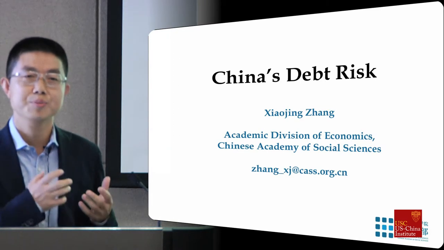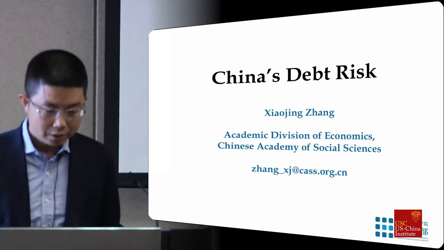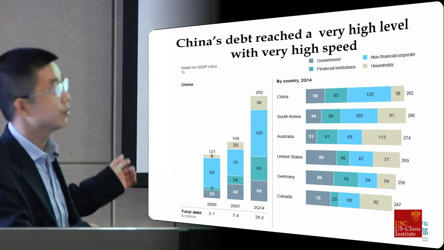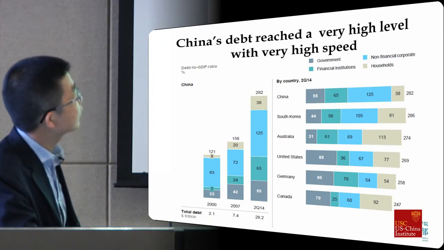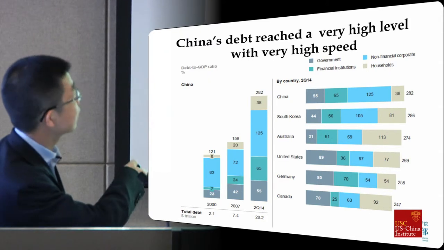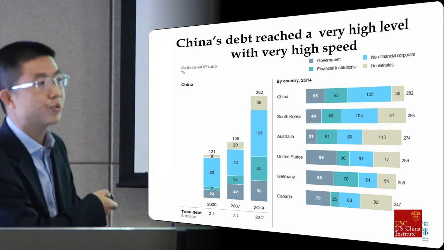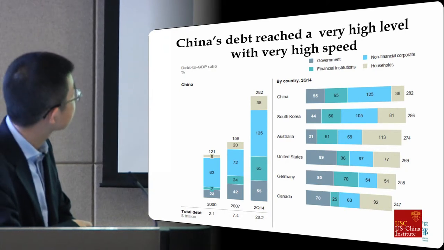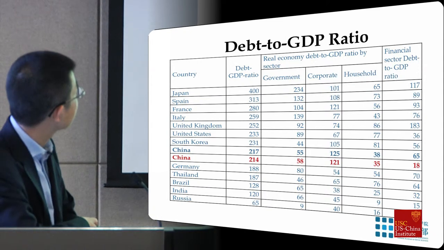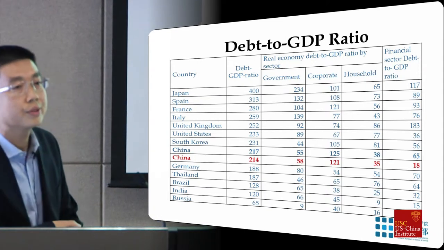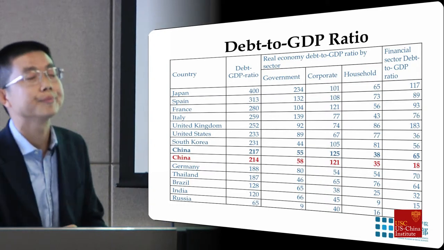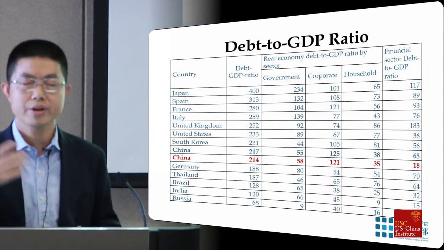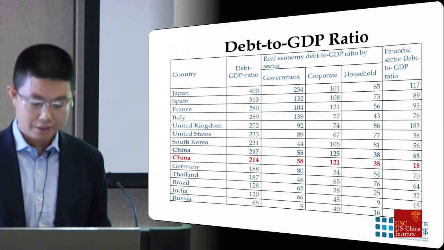Even though China's debt to GDP ratio, for example just from McKinsey, is estimated at about 282, 282 is almost three times GDP. And for the real economy here, it's about 217. It's very high. This is our estimation. It's similar. I think that's not the key point. Maybe you can still say that China's debt to GDP ratio is 300% of GDP. That's not the key point.